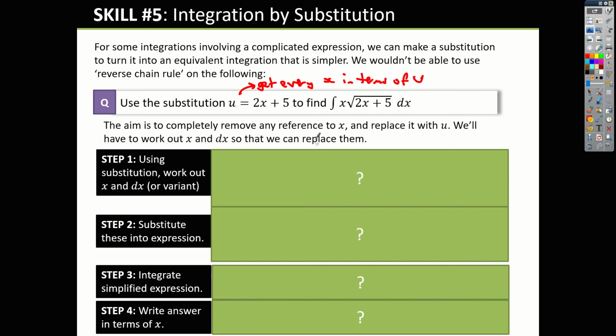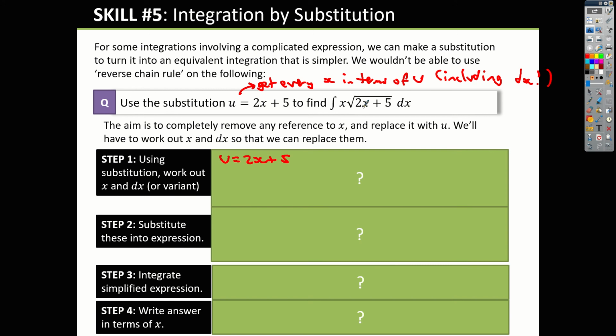I suppose it says it here, but I'm just writing it and talking through it. And that includes dx as well. I'll show you what I mean by that in a minute, including dx. So here's my substitution. I'm going to rewrite the thing I'm integrating in terms of u, and also by differentiating my substitution, I'm going to get an expression for dx as well. So step 1, using a substitution, work out x and dx. So let's rewrite this. u is 2x plus 5.